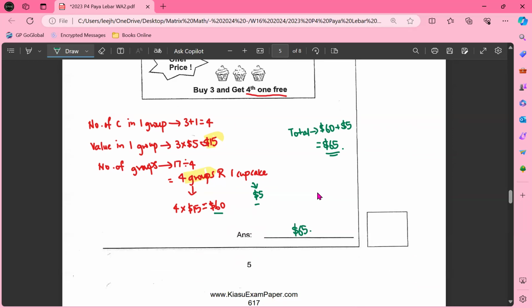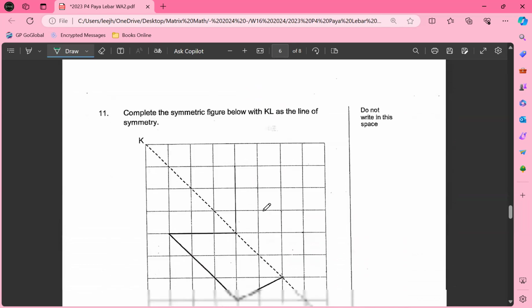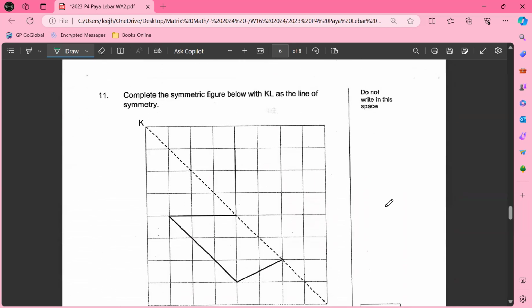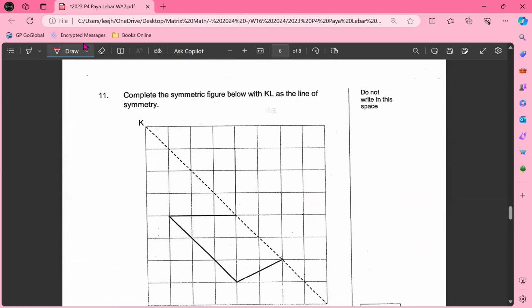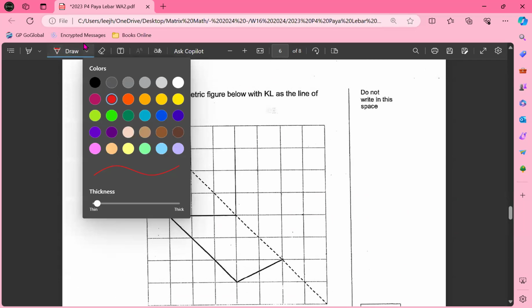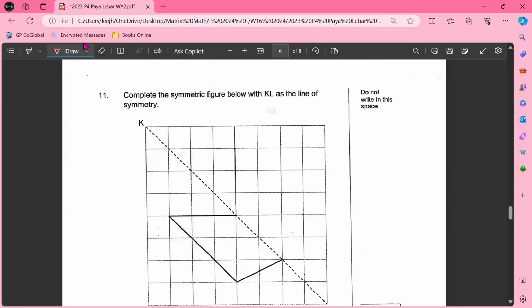Okay, question 11. Symmetry. Complete the symmetry figure below with KL as the line of symmetry. This one, I think you need to use a ruler. Don't be very untidy. For me, I try my best because I don't have a ruler here. So sorry, never mind, it's okay.